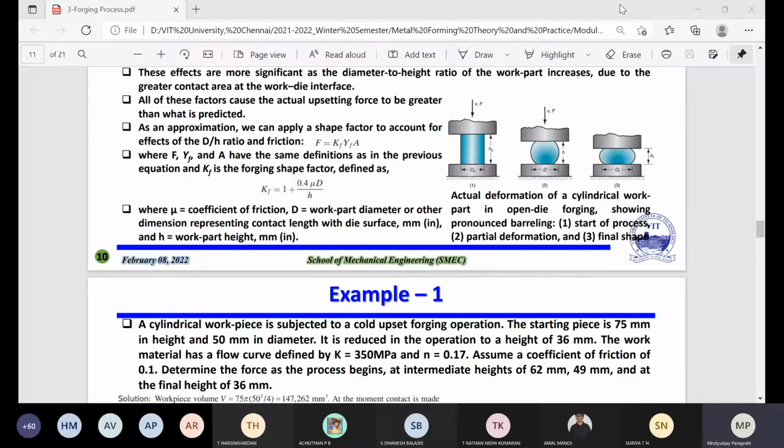So you have to find out F, right? So KF is 1.06. Kf equal to 1.06. Yes, sir.